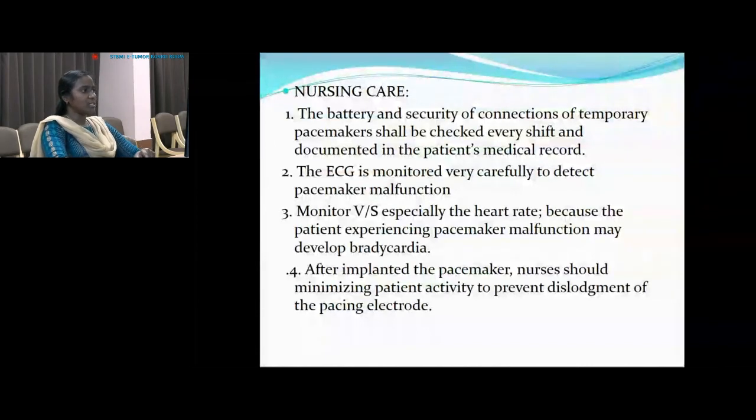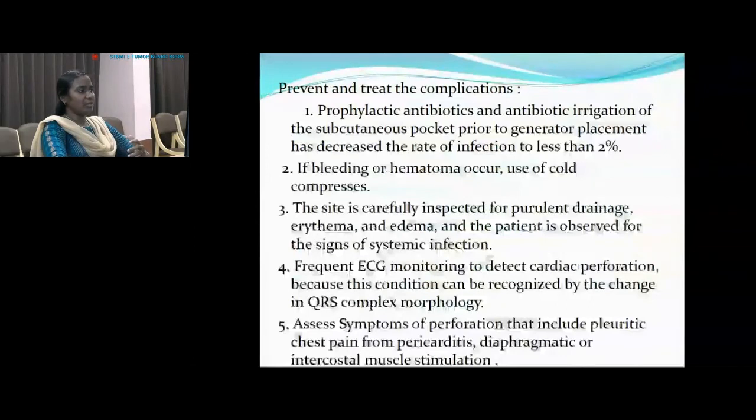And how do we prevent the complications? Because the patient could develop lots of complications, whether immediate or sometimes after some period of pacemaker implantation. So the complications must be prevented. It is in the hands of the healthcare workers. So proper prevention is needed and the complications should be avoided.